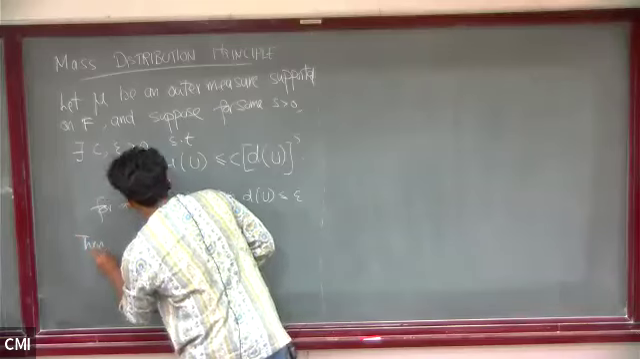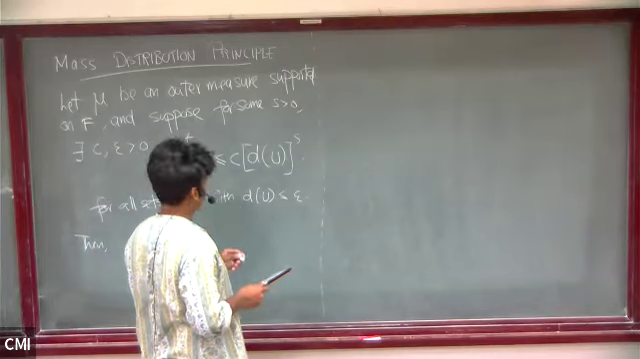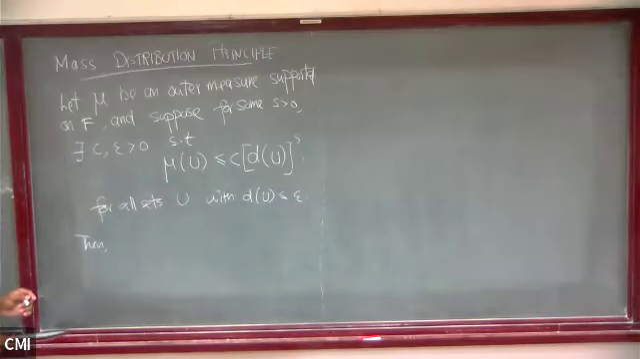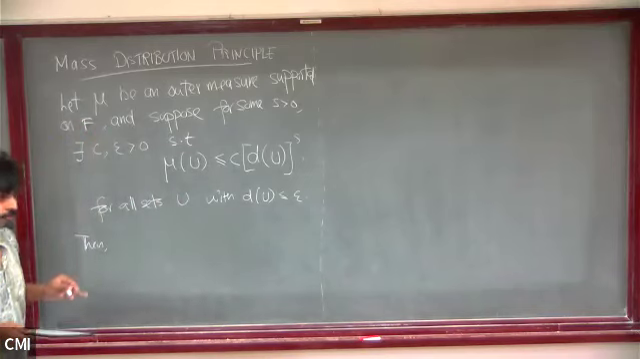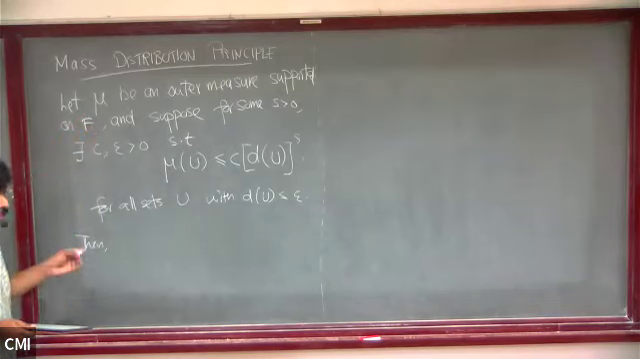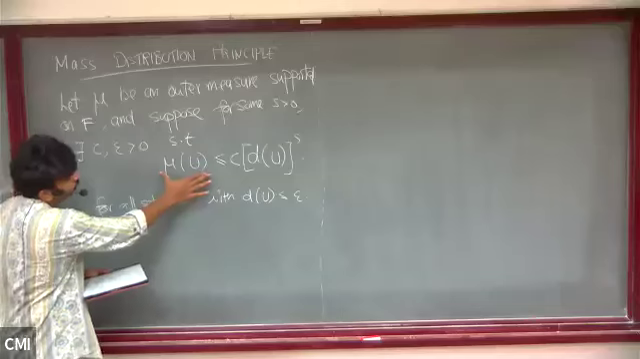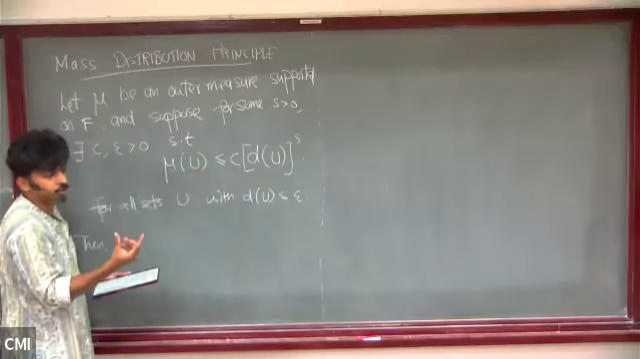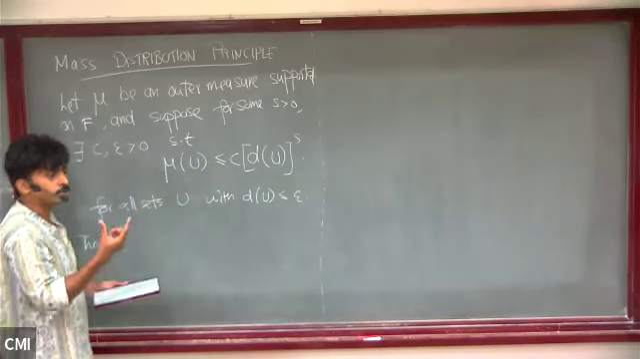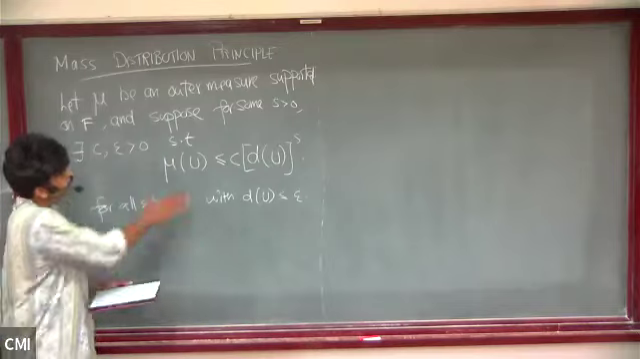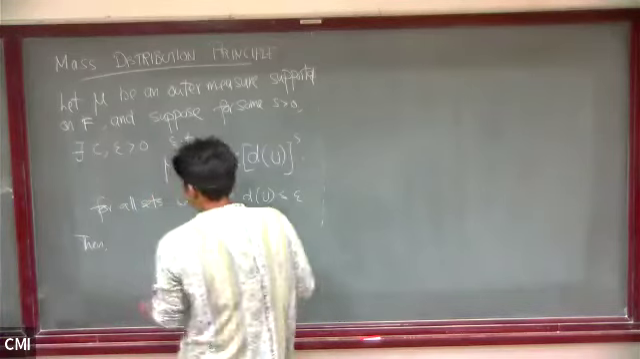I'm sorry, I need mu to be supported on F. So as I was saying earlier, I'm trying to look at how much of U intersects with F. You could think of this portion as a measure of how much mass there is in U intersection F, and you're saying that it will be controlled by the size of U.